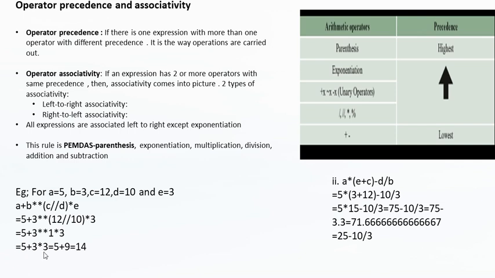Now you have plus and multiplication, right? Here multiplication will have the highest precedence. So that is why 3 into 3 is calculated. So 5 plus 9, so the answer is 14. Okay, so this is the next expression.